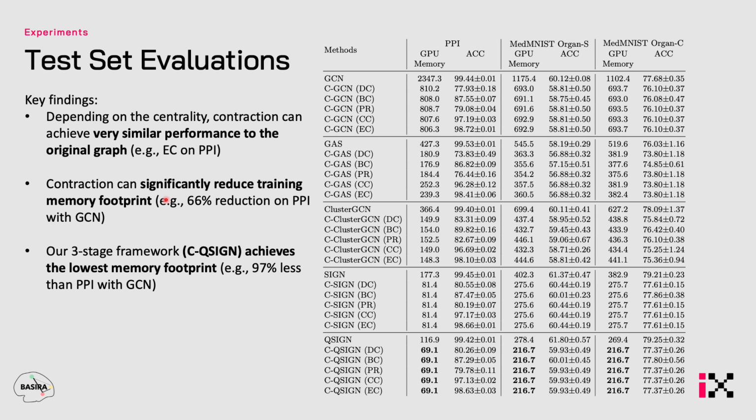Finally, we show that our proposed 3-stage framework, CQCN, is able to achieve the lowest memory footprint across all benchmark models, while still, of course, maintaining very competitive accuracies, which is shown in this figure. The memory usage difference is also very significant. We can see that CQCN uses 97% less memory than GCN.